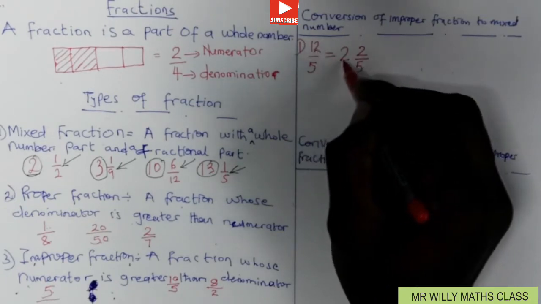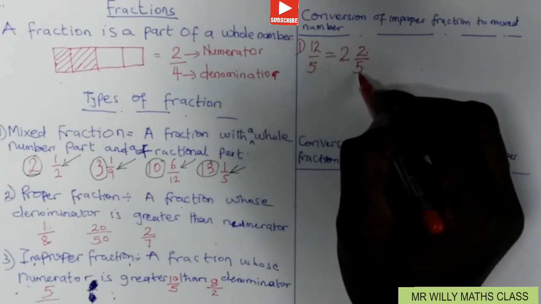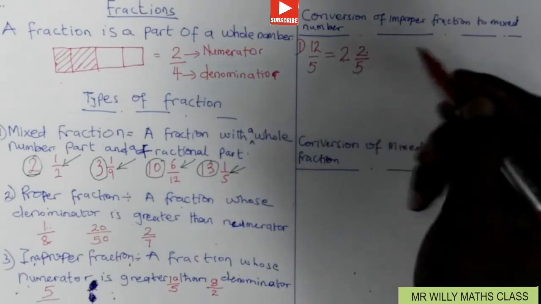So 5 will go in 12 two times. The remainder will be our numerator. Then the number that we used to divide, which is 5, will be our denominator.